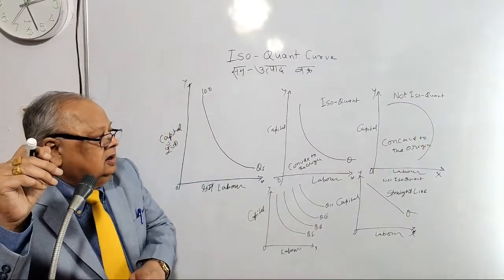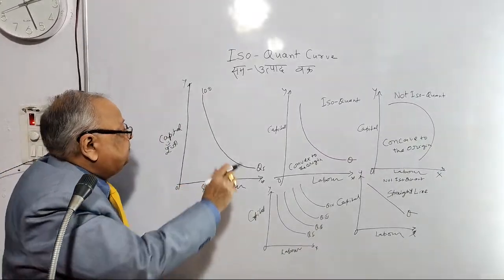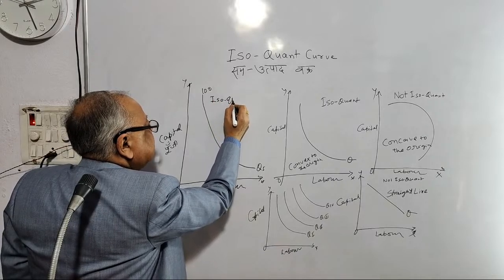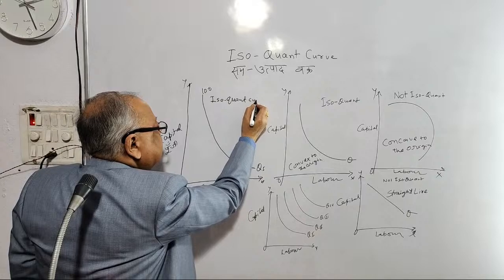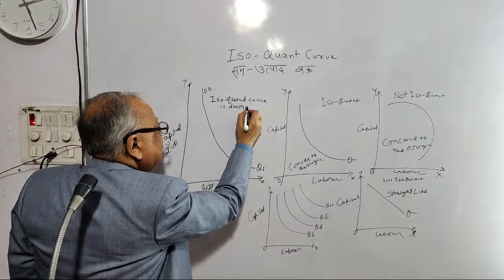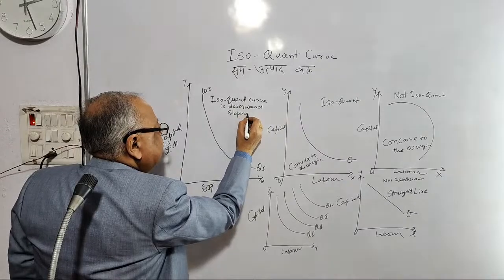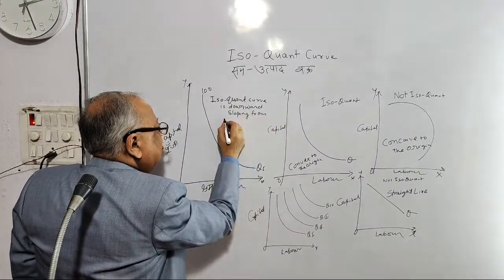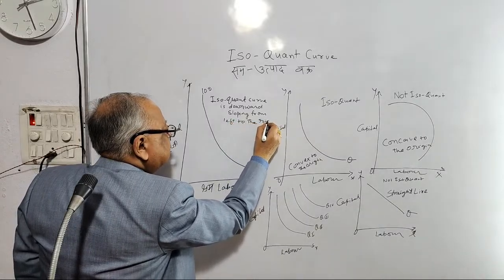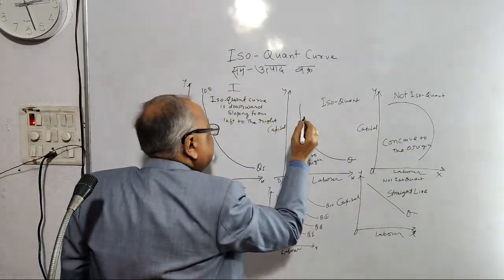We find here properties of isoquant curve. First property is: isoquant curve is downward sloping, from left to the right. This is the first property.